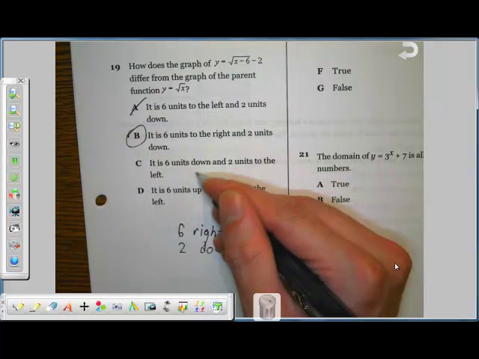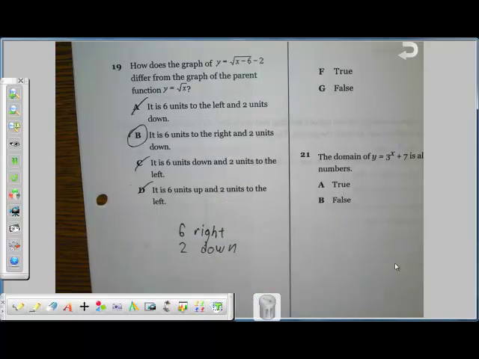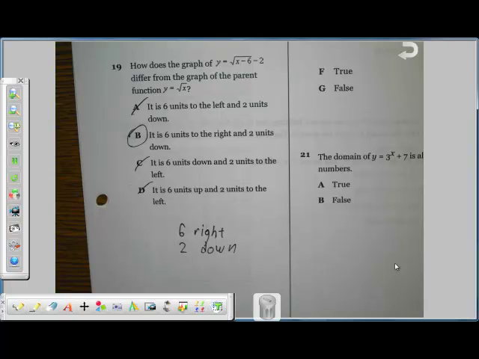6 units down? Nope. 6 units up? No. So, even if I'm not entirely sure, I still want to go with each of my answer choices just to double check to make sure I didn't do anything foolish.